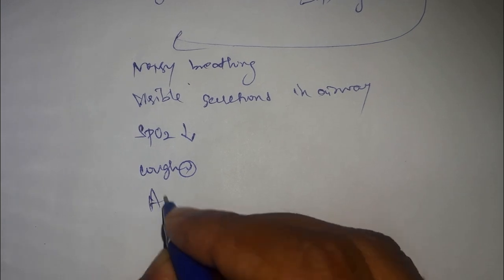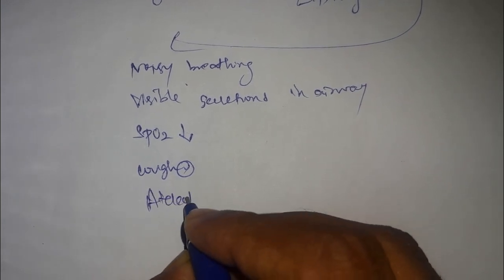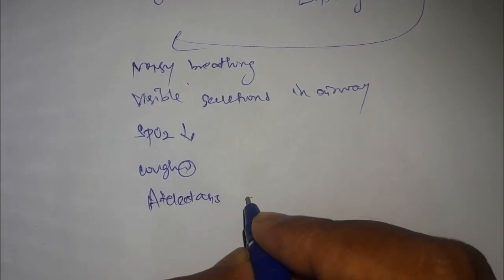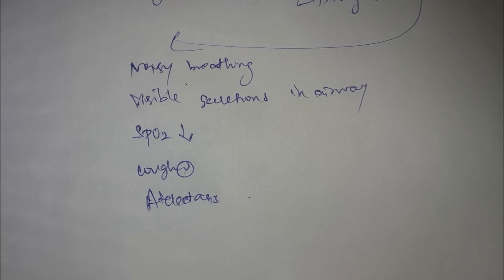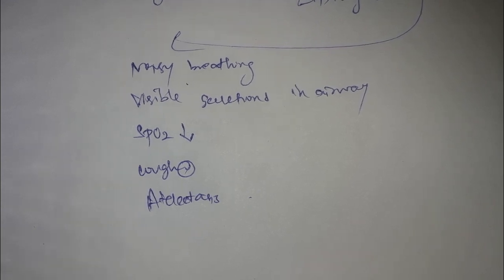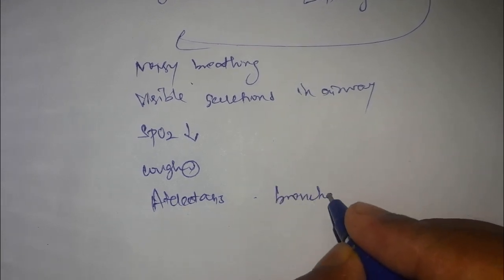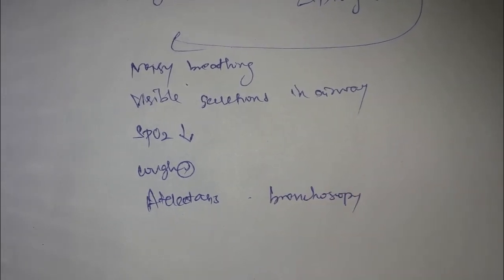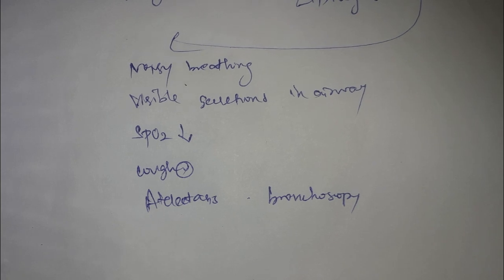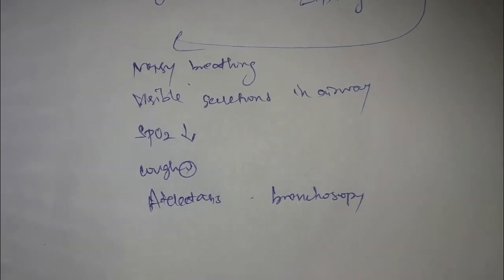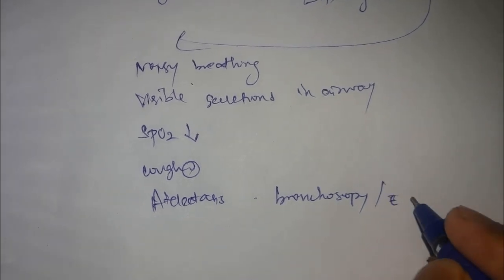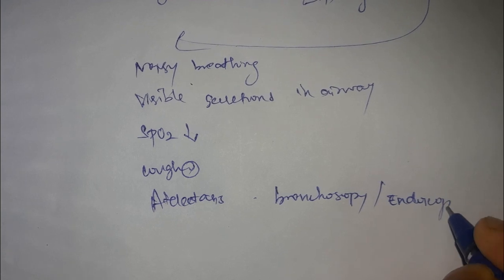And some conditions like pulmonary atelectasis, so these conditions are associated with secretion retention. And for some procedures like bronchoscopy, if any secretion is blocking, then we can do endotracheal suctioning before the endoscopy. So for this procedure we are doing this.